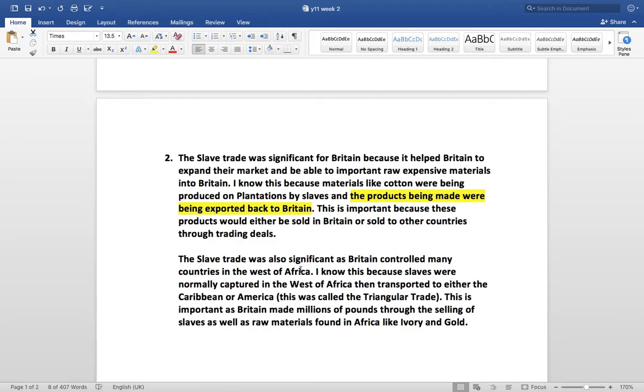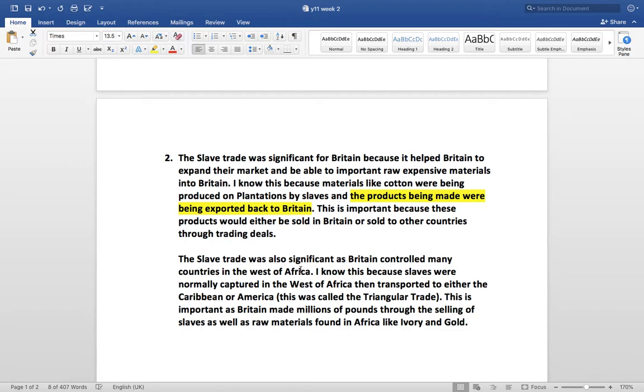So those things aren't being created on the plantation. So we've kind of skipped a step with that. But the point is still good. This is important because these products would either be sold in Britain or sold to other countries through trading deals. The only thing missing on this last sentence is the profit generated. If you continue to make a point about the amount of money being created for Britain, that would be a much better point. So that last link back to the question, you've got evidence in there.